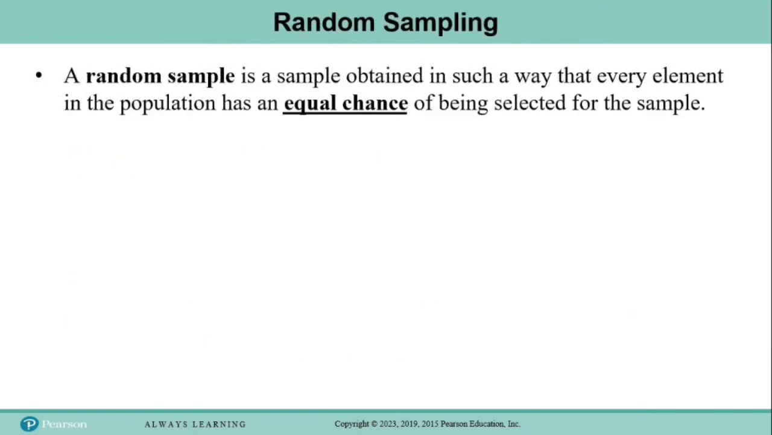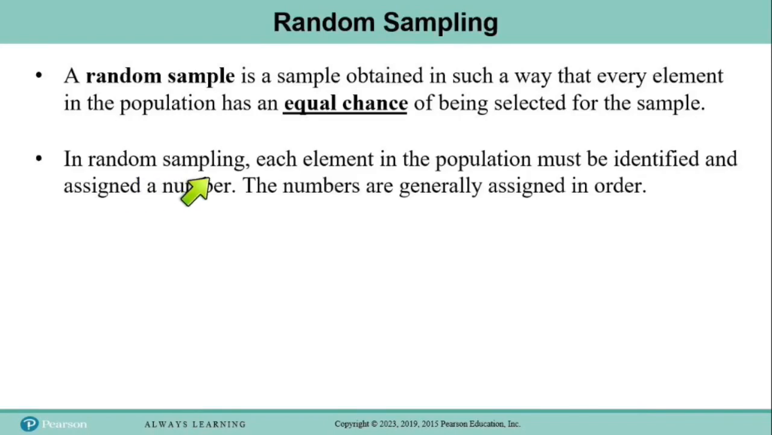So that brings us to random sampling. Ideally, the members of the sample should be chosen at random so that we're not over-including or under-including any particular group of the population. We want every element in the population to have an equal chance of being selected for the sample. So in random sampling, each element in the population is identified and usually assigned a number, and the numbers are generally assigned in order.